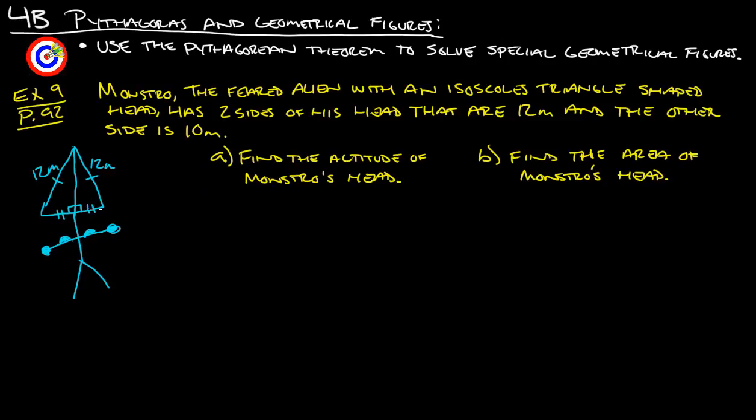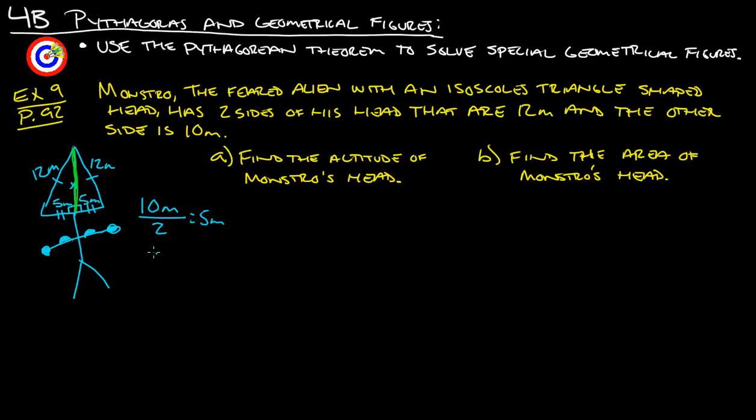Let's see, these sides down here are 10 meters cut in half, which is 5 meters. So this here is 5 meters and this here is 5 meters. So the altitude that we're looking for is this piece right here, this new line that we drew. Why don't I draw that in green? Okay, so we're looking for that green altitude.